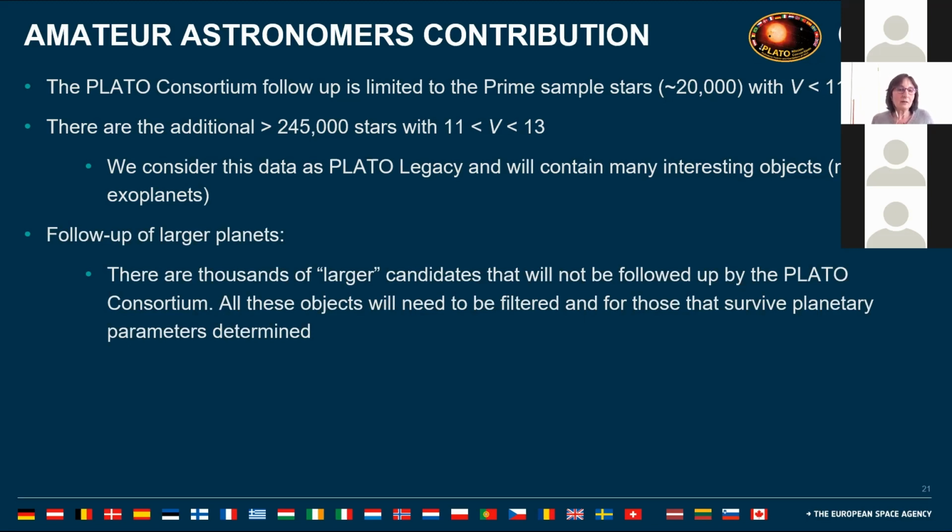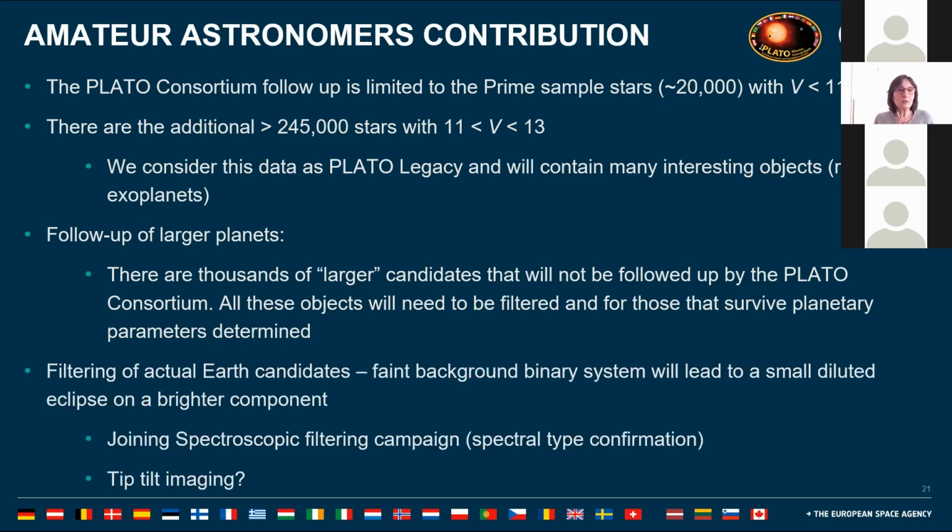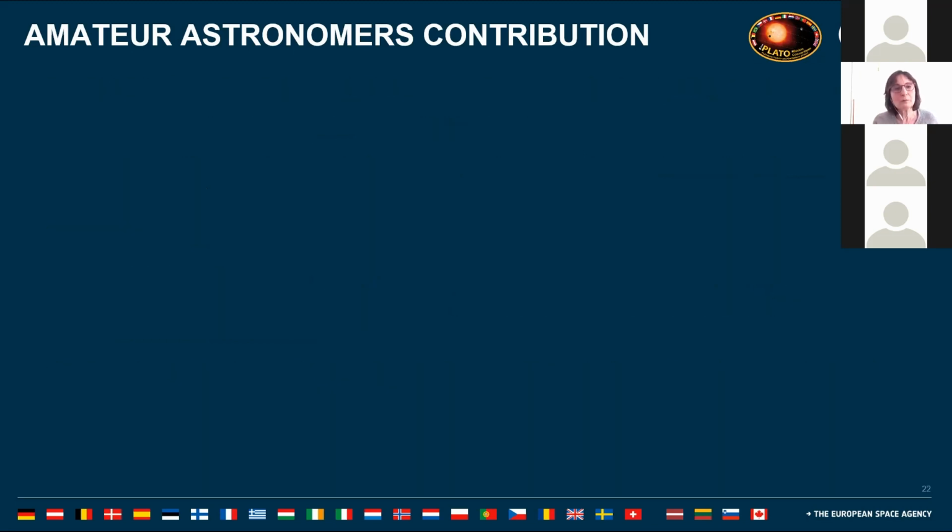And then it can also be that the contribution is for the filtering and also for the determination of the parameters. But the amateur astronomer community can also contribute to the filtering of actual Earth candidates, because especially at the first stage, we need to remove the false positives, and we will need indeed a filtering campaign with spectroscopy. We will need also imaging resolution, because as we've seen before, the pixel of PLATO is 15 arcseconds, so it's a little bit smaller than the one of TESS, but it's also large. Then we'll also have false positives from this point of view.